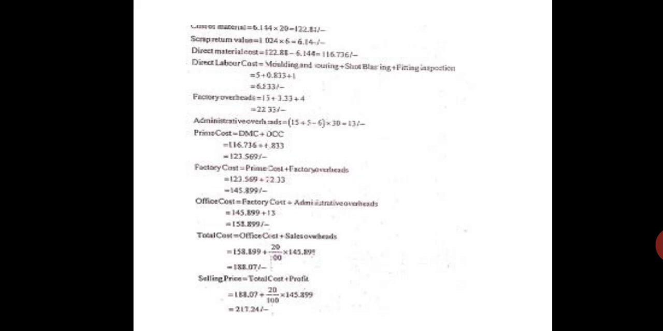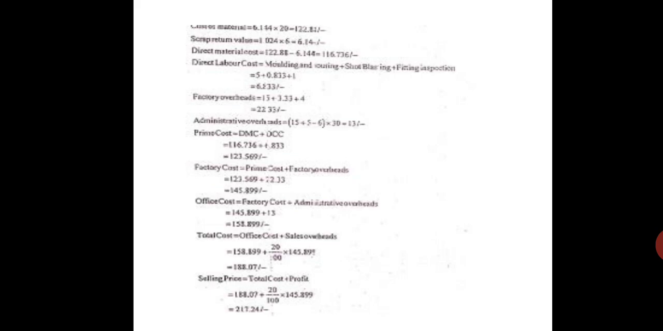This is the direct material cost. Now we shall look at the direct labor cost. See, direct labor cost is for the manufacturing of this component, which involves three operations. One is molding and pouring, second is shot blasting, third is fettling and inspection. Now the direct labor cost, how it is calculated, it is not written here, but you please listen carefully. Simple formula it is.